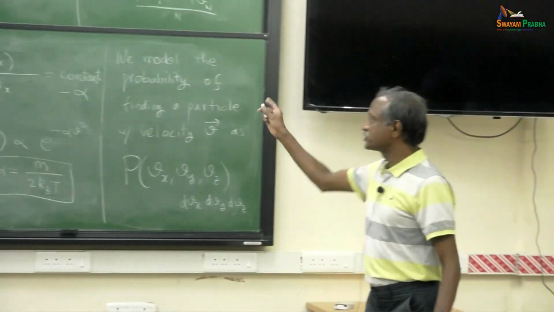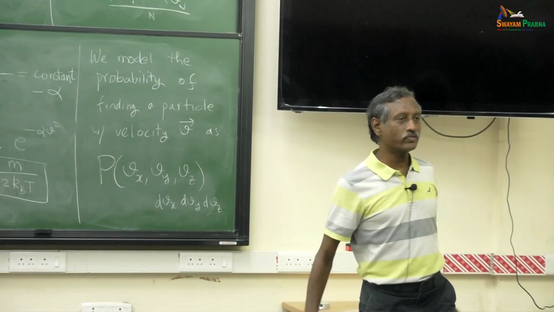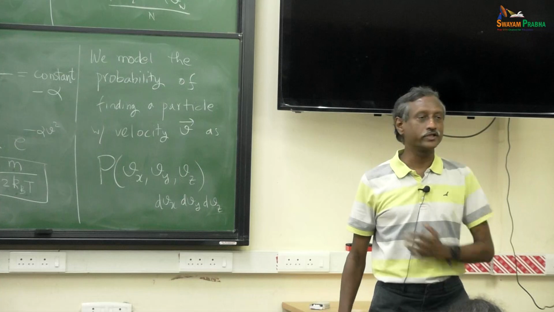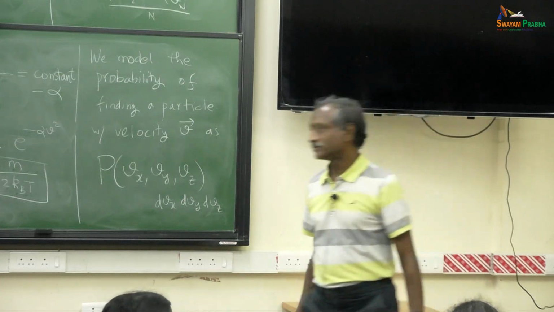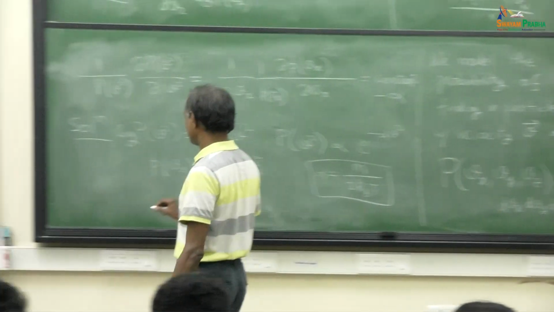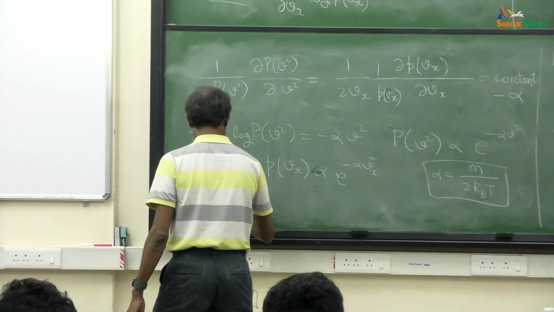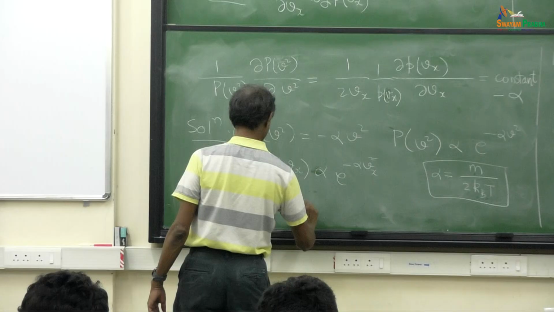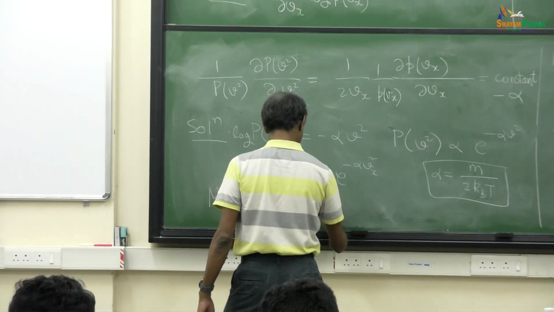Okay. So this distribution properly normalized is called the Maxwell-Boltzmann distribution, velocity distribution. Okay. I'll repeat.